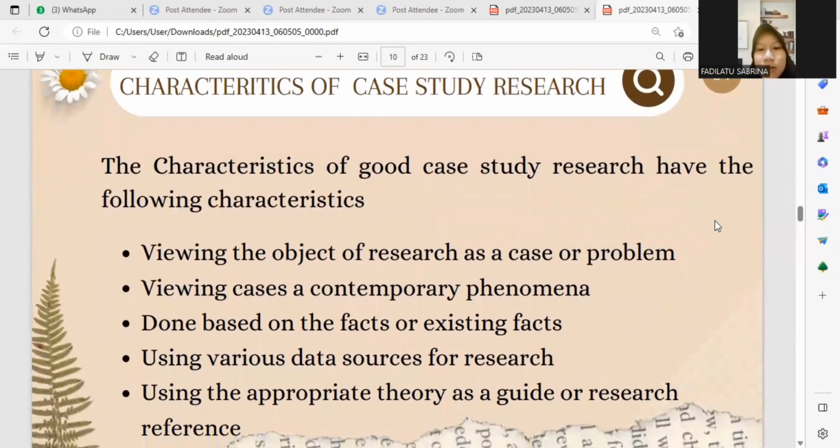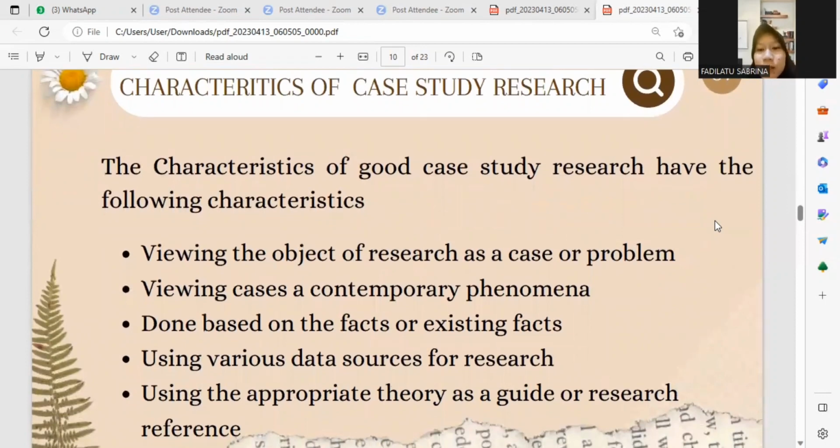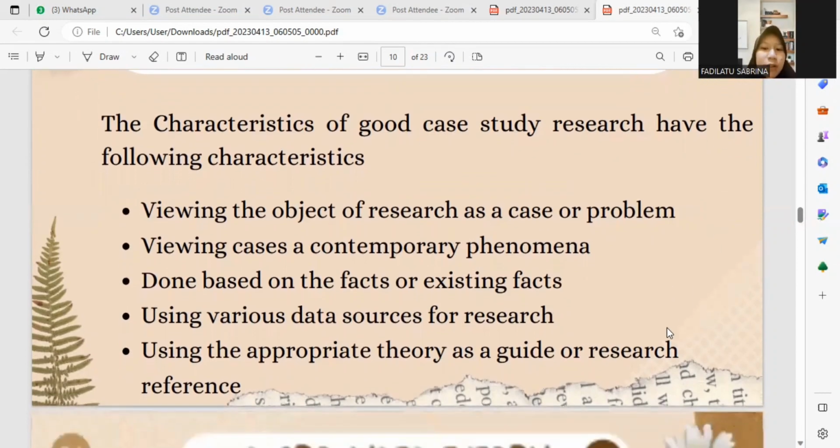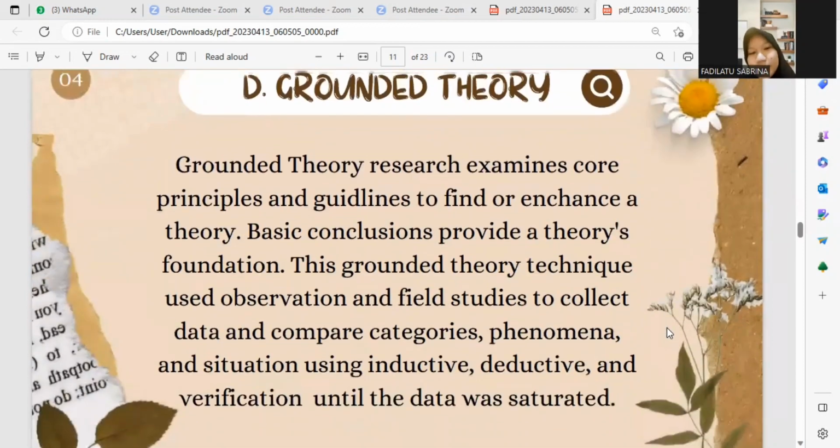Characteristic of case study research. The characteristic of good case study research have the following characteristic. First, viewing the object of research as a case or problem. Second, viewing case a contemporary phenomena. Third, don't base on the fact or existing facts. Fourth, using various data sources for research. And last but not least, using the appropriate theory as a guide or research reference.